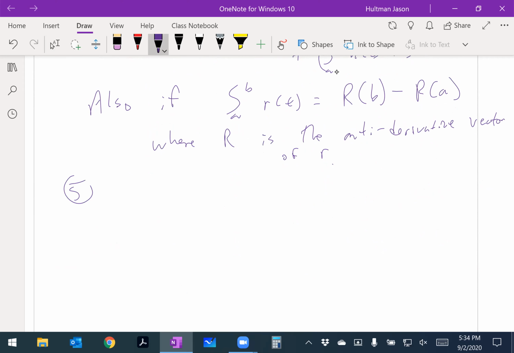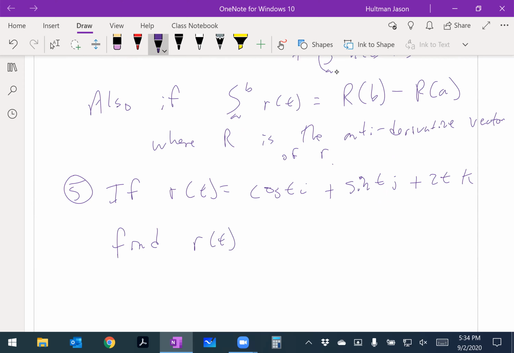Okay, so number 5. If r of t is equal to cosine t i plus sine t j plus 2t k, again, this goes back to our helix, our friendly helix. Find the integral of r of t dt, and we'll put limits on this thing, 0 to pi over 2 of r of t dt.